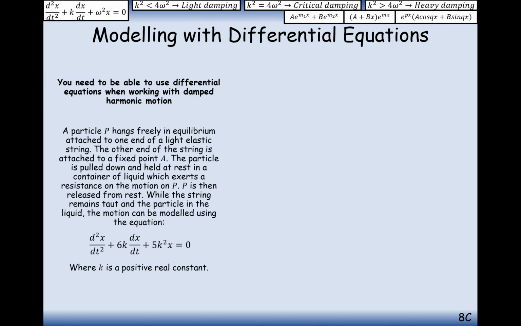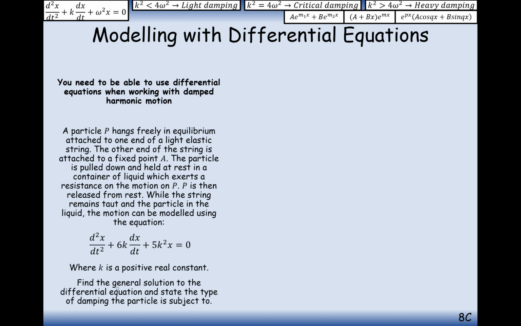Okay, so let's have a go at a second example now. So a particle P hangs freely in equilibrium attached to one end of a light elastic string. The other end of the string is attached to a fixed point A. The particle is pulled down and held at rest in a container of liquid which exerts a resistance on the motion of P. P is then released from rest. While the string remains taut and the particle is in the liquid, the motion could be modelled using the equation of this expression down here, where k is a real positive constant.